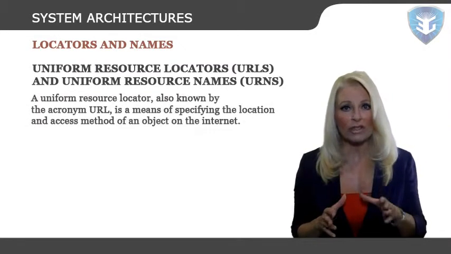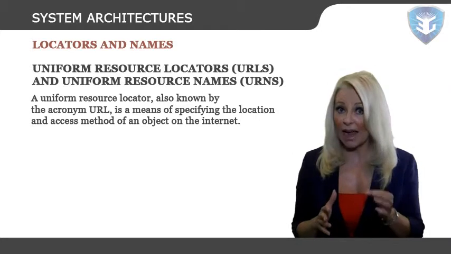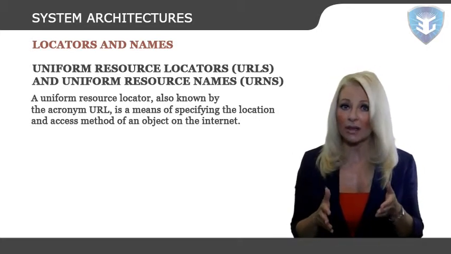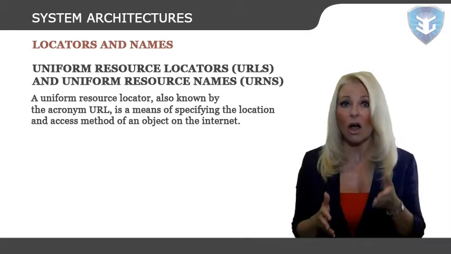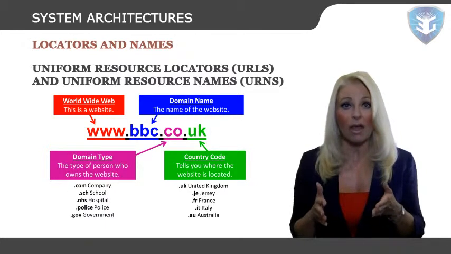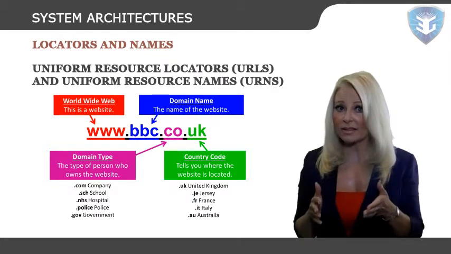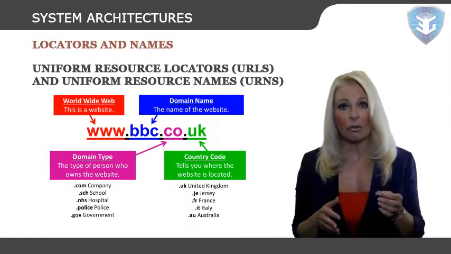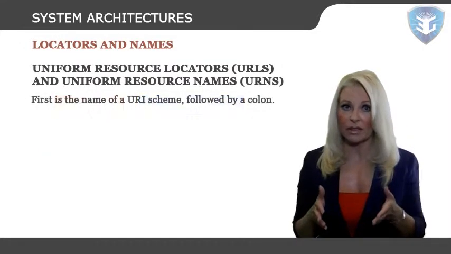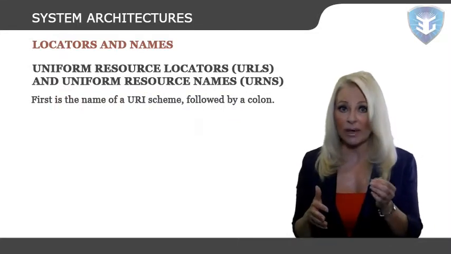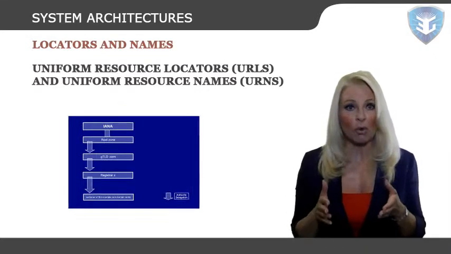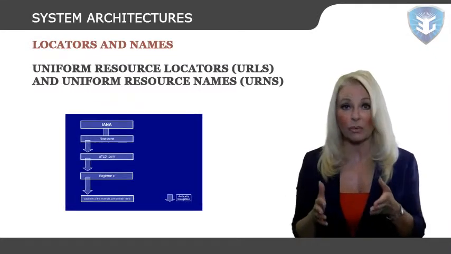A Uniform Resource Locator, also known by the acronym URL, is a means of specifying the location and access method of an object on the Internet. It includes a scheme or protocol name that describes how to access the object. A Uniform Resource Locator consists of two parts. First is the name of a URI scheme, followed by a colon. A scheme defines the protocol or other method used to access the resource.